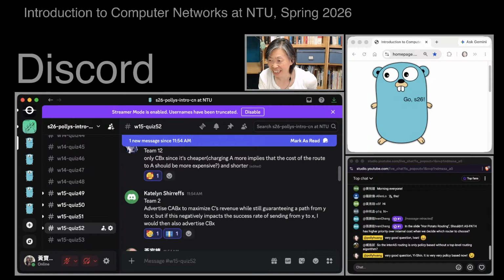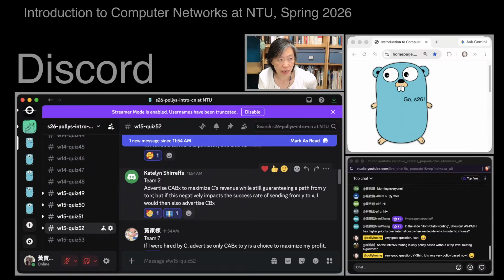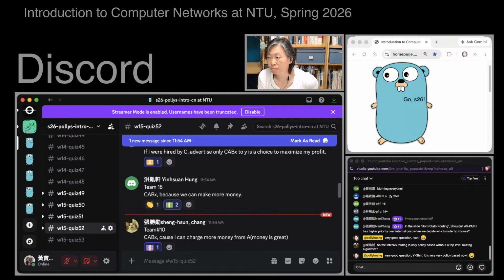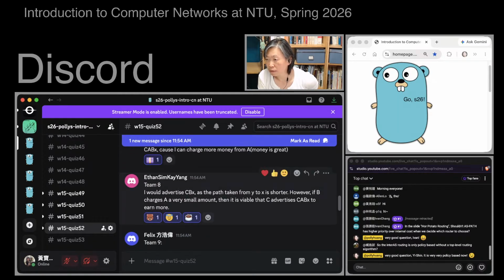Very good. But I can see more of you say, yeah, advertise only ABX. And you know what? Traffic going through A, the delay might not be so much longer. Good. So several of you did mention that's more money. So Ethan here says, advertise CBX. The path taken is shorter. But you see that the scheme is a combination. So basically take CBX or advertise CBX.